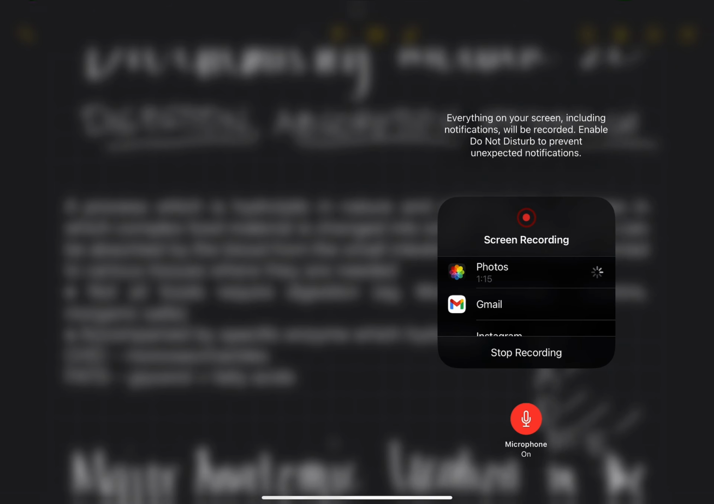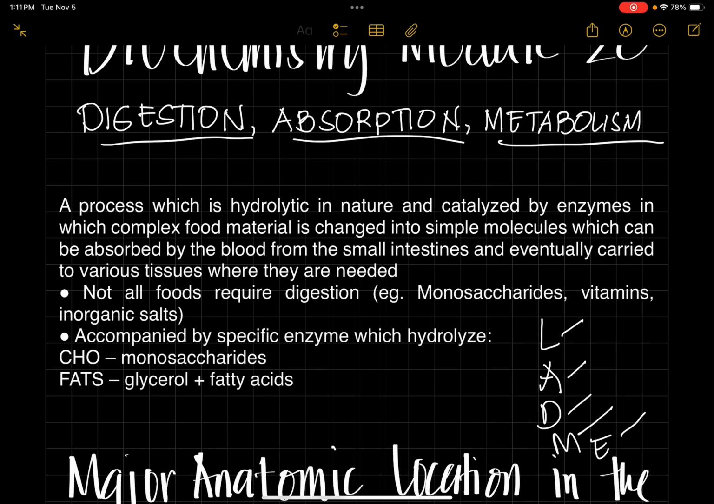Wait lang. Okay, making sure that the microphone is on.